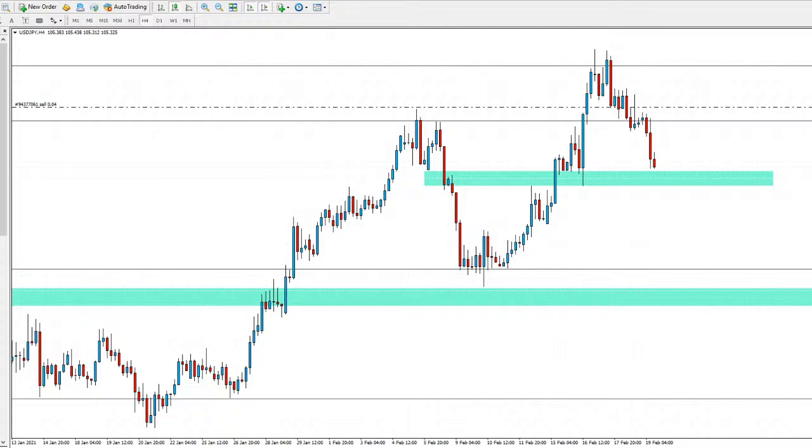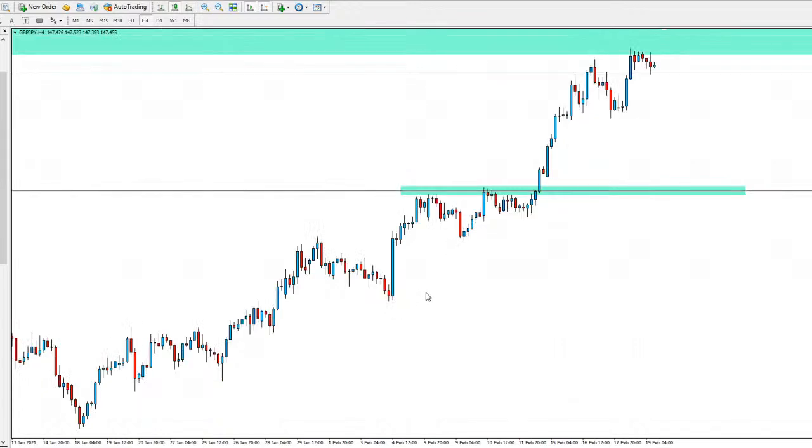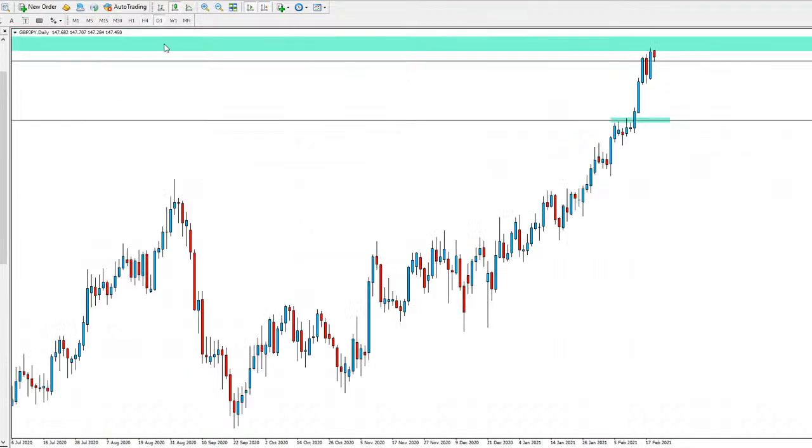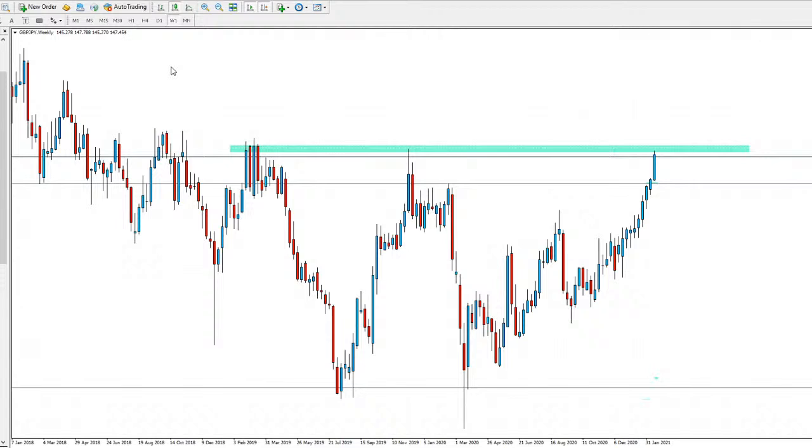Okay, so we'll do some analysis on GBPJPY. Okay, so for this pair, again, been recently extremely bullish to the upside. Price taken out very key levels, but on a long-term basis, from a weekly chart, you can see we're coming to a really key level of resistance here.